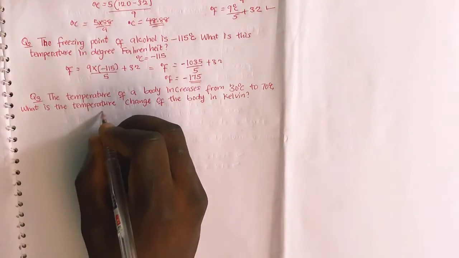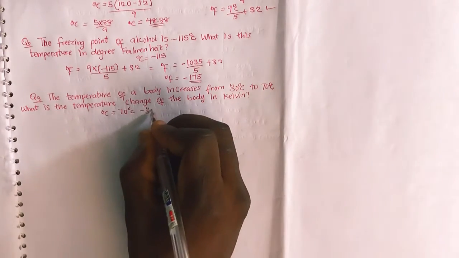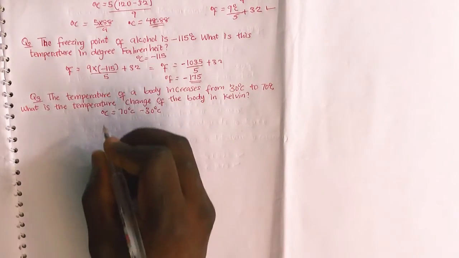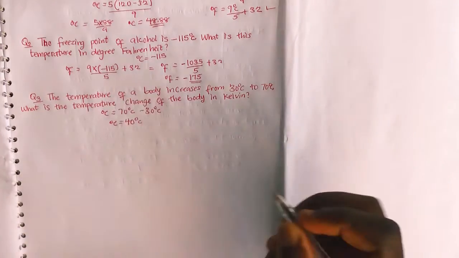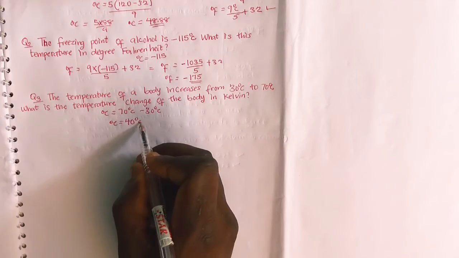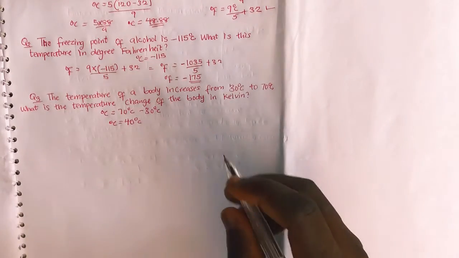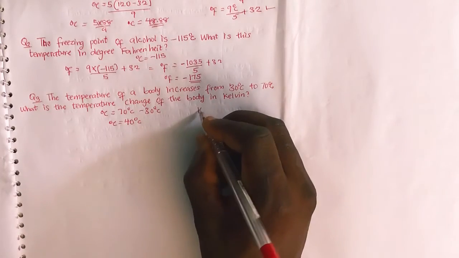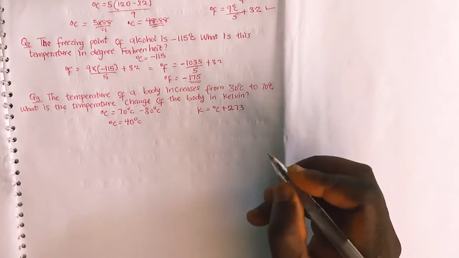Show that our degree C will be equal to 70 degrees C minus 30 degrees C. We need to find the difference first. Then we have degree C to be 40 degrees Celsius. Since our degree C is now 40 degrees Celsius, we can now go ahead and convert to Kelvin. Converting to Kelvin, we are going to use Kelvin equals degree Celsius plus 273.